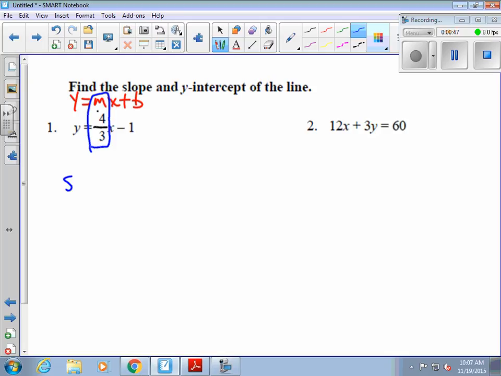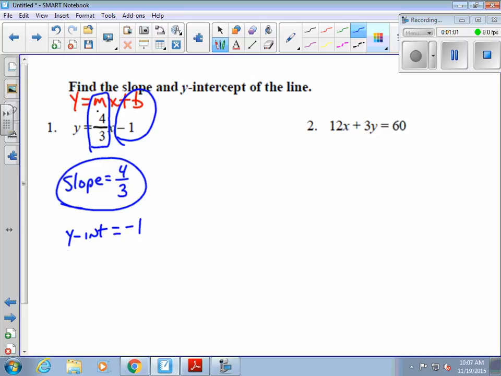So your slope for this one is 4 over 3. Your y-intercept is the b value, which is not 1. It is negative 1 is your y-intercept. Remember, the sign goes along with it.